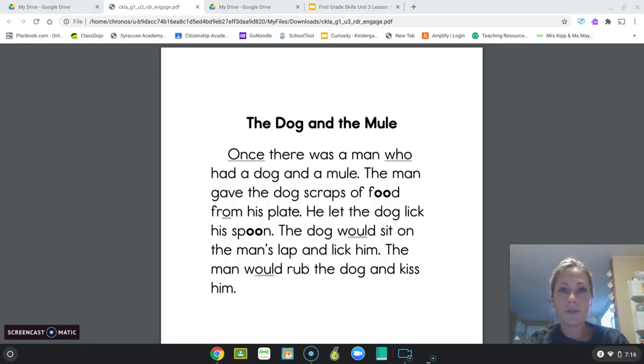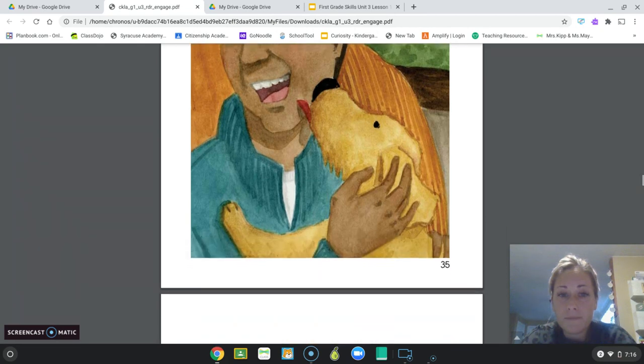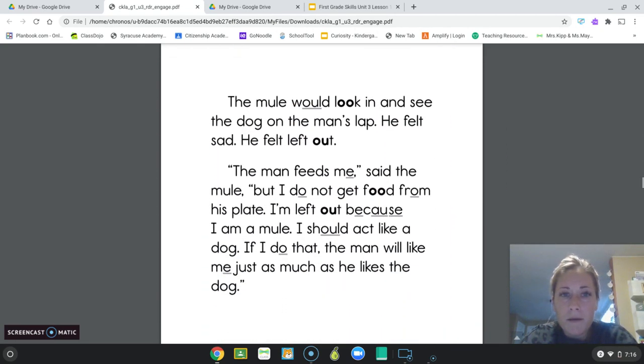All right, so now we're going to read The Dog and the Mule. Once there was a man who had a dog and a mule. The man gave the dog scraps of food from his plate. He let the dog lick his spoon. The dog would sit on the man's lap and lick him. The man would rub the dog and kiss him. The mule would look in and see the dog on the man's lap. He felt sad. He felt left out.